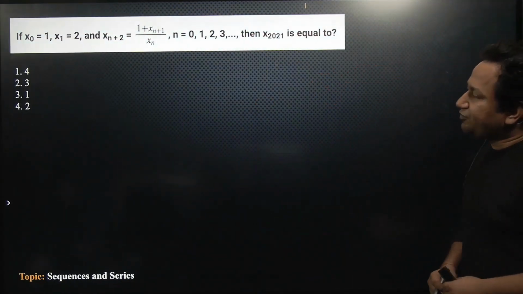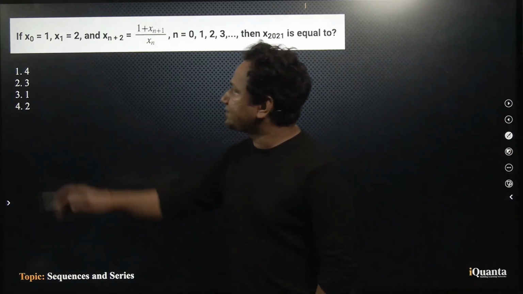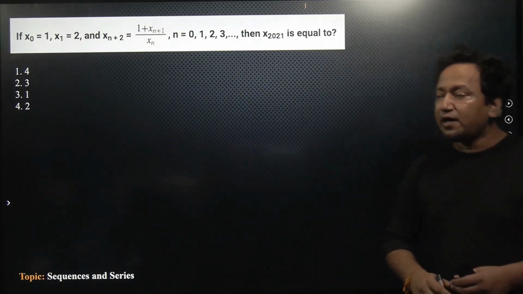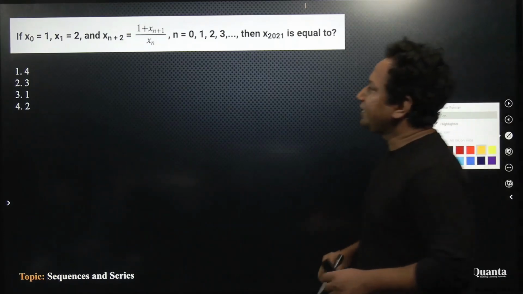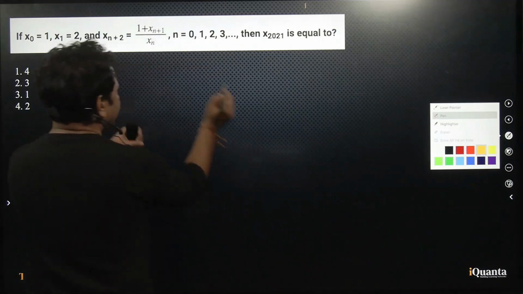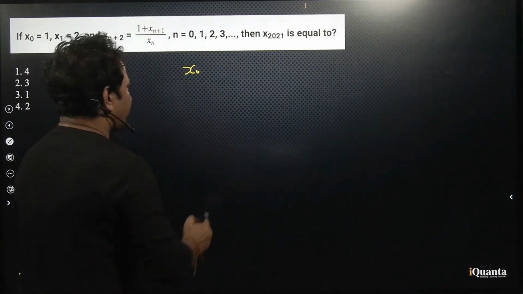Let's look at question number 5. Here, the question is on sequence and series, and there are 2 values given in quick succession, x0 and x1. And we need to find the value for x 2021. To find this, we need to first of all establish a pattern. So let's do that by finding the value for x2, x3, and so on.